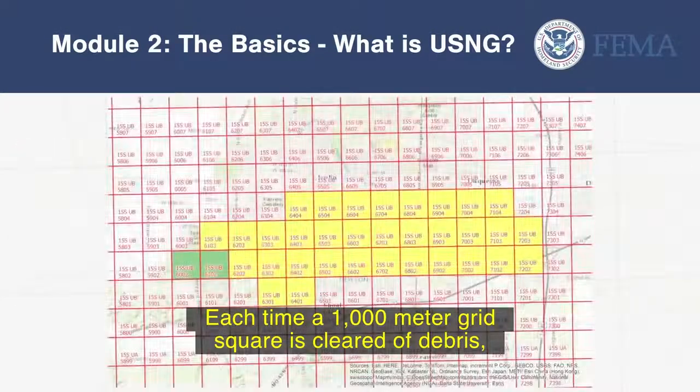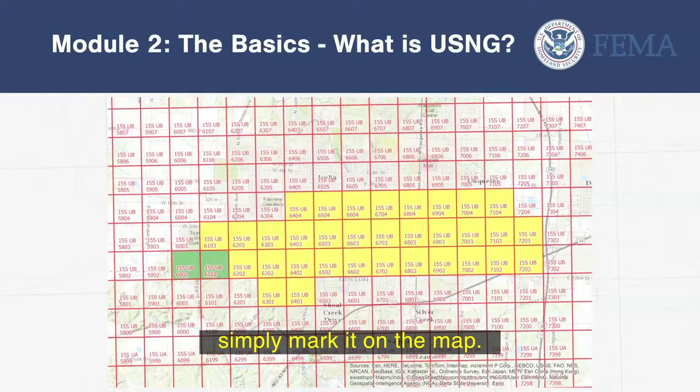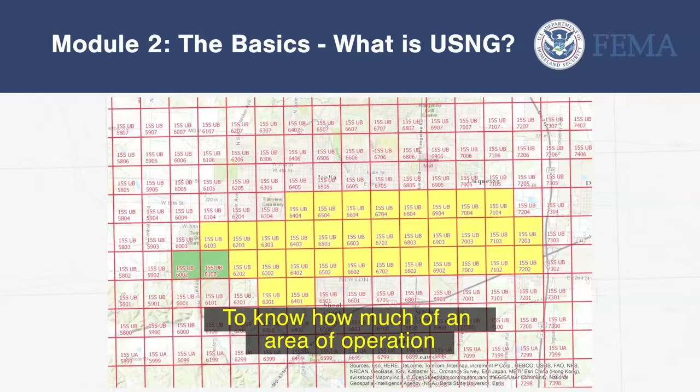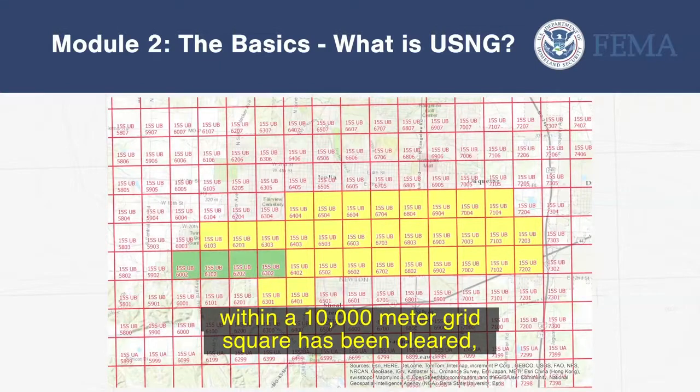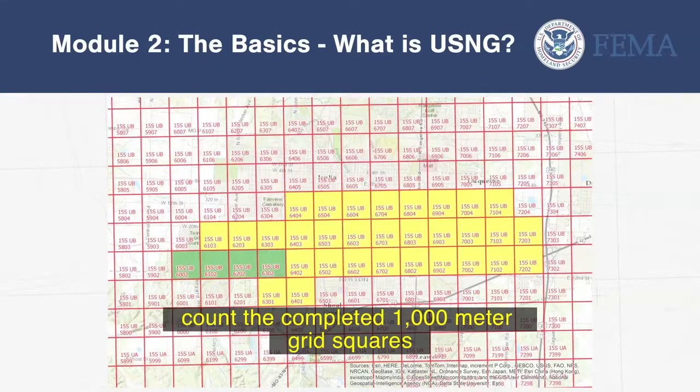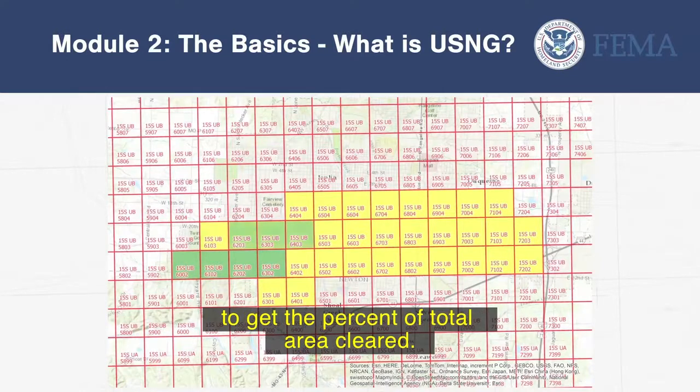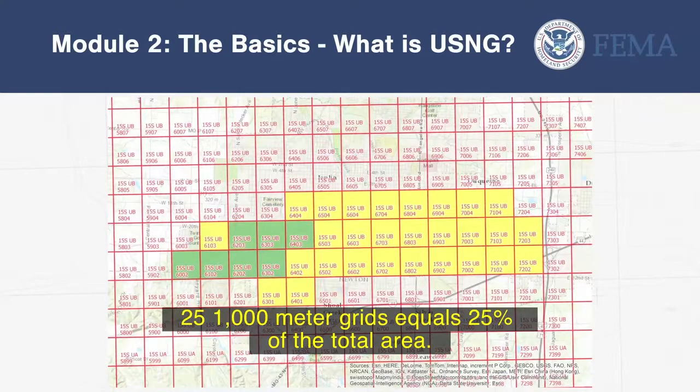Each time a 1,000-meter grid square is cleared of debris, simply mark it on the map. To know how much of an area of operation within a 10,000-meter grid square has been cleared, count the completed 1,000-meter grid squares to get the percent of total area cleared. 25 1,000-meter grids equals 25% of the total area.